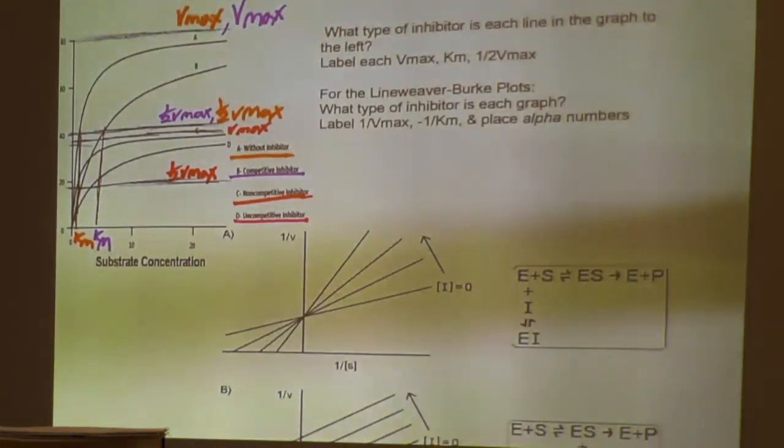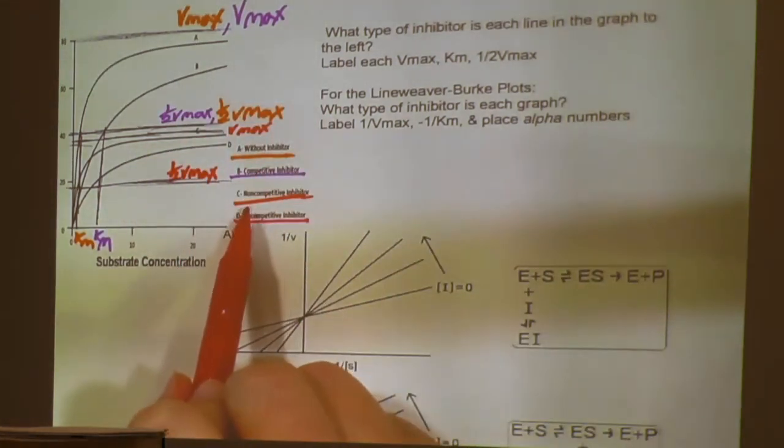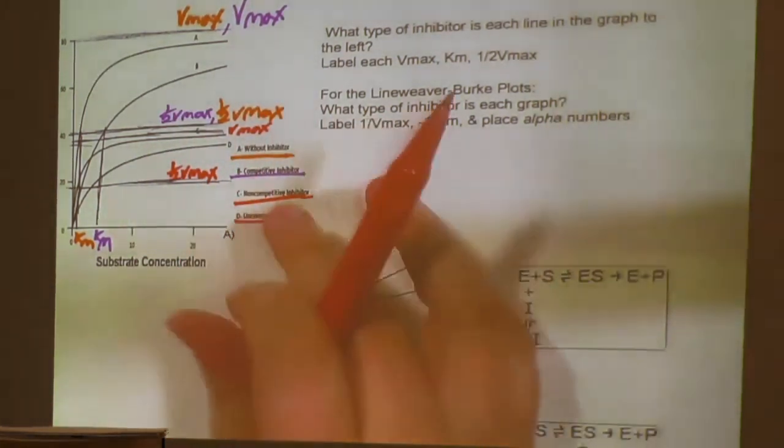Okay. So where's your Km for non-competitive inhibitors? Does your Km for non-competitive inhibitors change from the enzyme that doesn't have an inhibitor? Yes, no, maybe so? Yes, okay. Are you sure about that, though? All right. So your Km for your non-competitive inhibitor should be the same as the enzyme without an inhibitor.